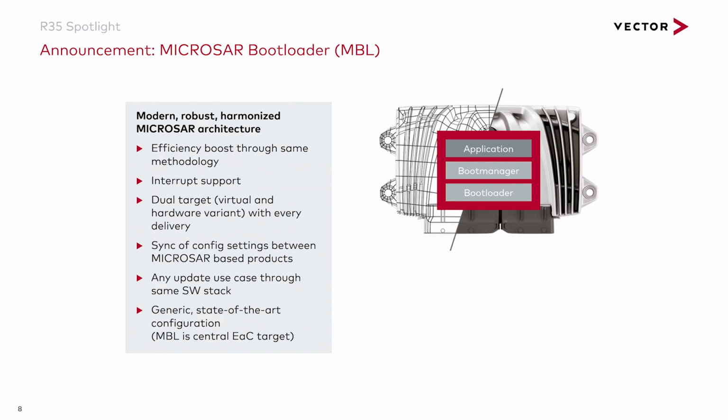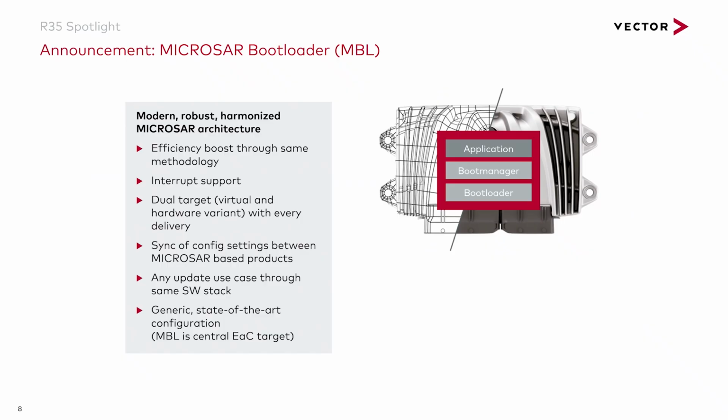Every delivery of the MBL includes the dual target approach. With the dual target approach, the user can switch between virtual and hardware target platform. Virtualization enables development to commence prior to hardware availability. Configuration parameters can be validated on the virtual model, and upon migration to the physical hardware, potential issues, such as memory mapping conflicts, can be easily identified.